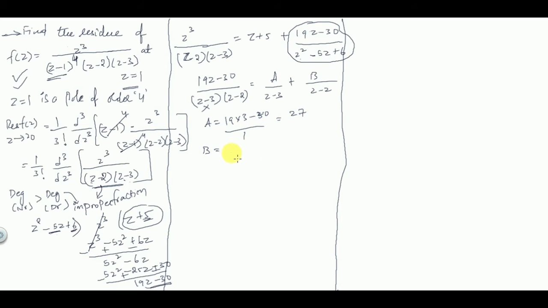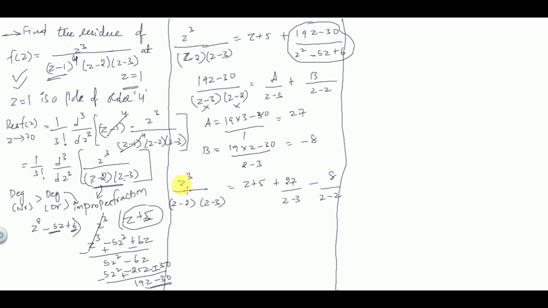Next, b is obtained by substituting z equal to 2 without taking this term. So 19 into 2 minus 30 divided by 2 minus 3. This is minus 8. So z cube by z minus 2 into z minus 3 can be written as z plus 5 plus 27 by z minus 3 minus 8 by z minus 2.